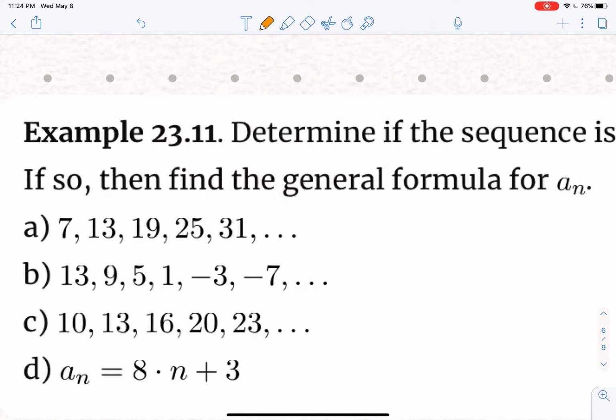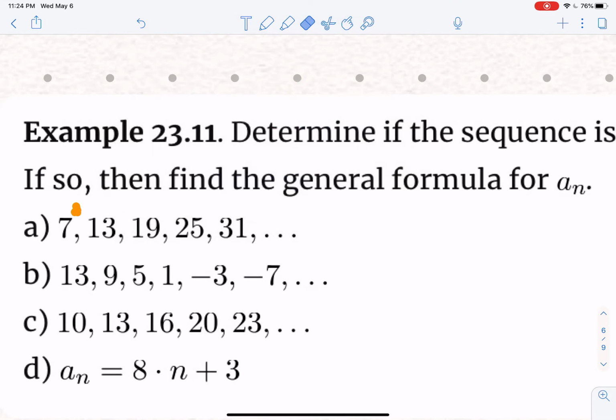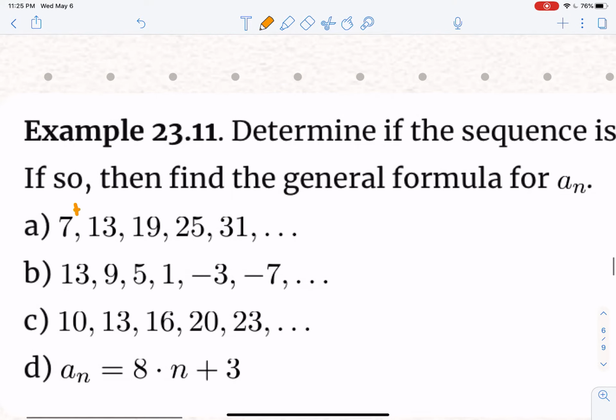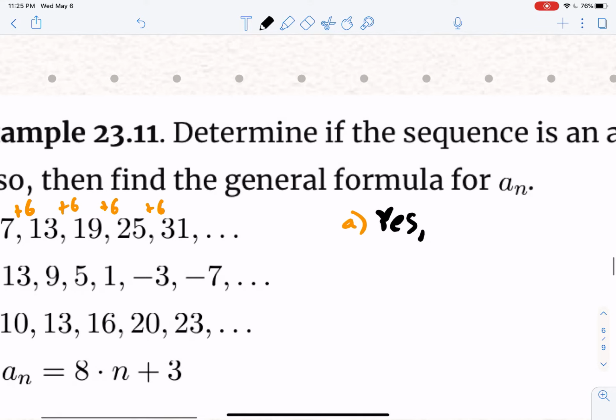To get from 7 up to 13, we add 6. To get from 13 to 19, we add 6. To get from 19 to 25, we add 6. To get from 25 to 31, we add 6. This seems to be an arithmetic sequence because every time you jump from one term to another, you add the fixed amount. You add 6. So the answer to this is A. Yes, it's an arithmetic sequence.